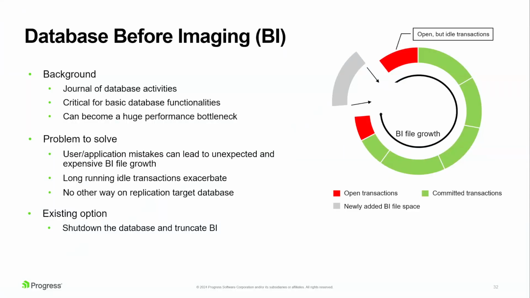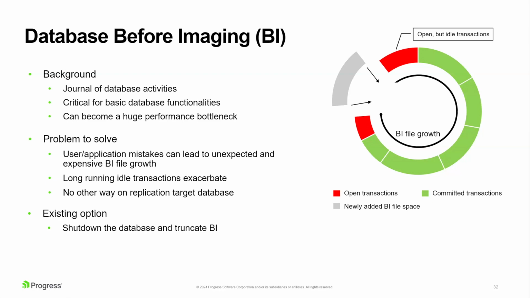There, we're back. I hope you found that demonstration useful. So now we return to space management, but now we're going to look at your before imaging file, your BI. The thing with BI is that there are opportunities for it to grow unexpectedly. The BI is a journal of your database activities. It's a critical piece for basic database functionality. But if some unexpected things occur, it can become a huge performance bottleneck.